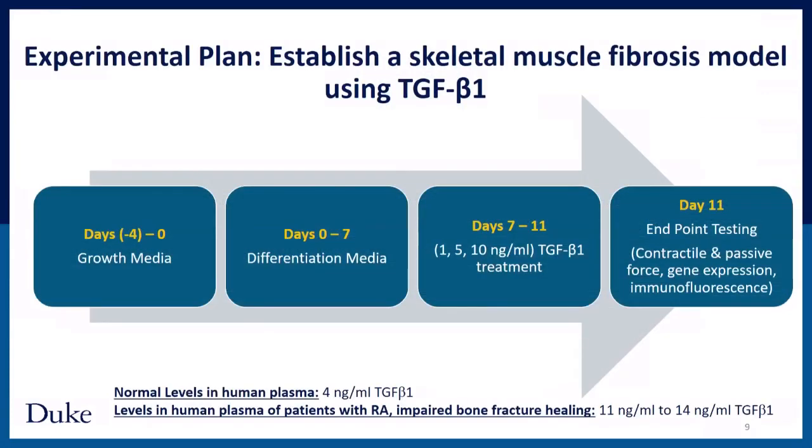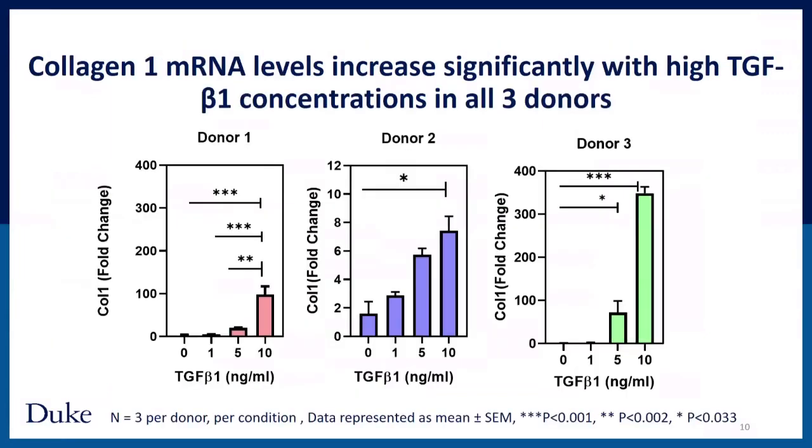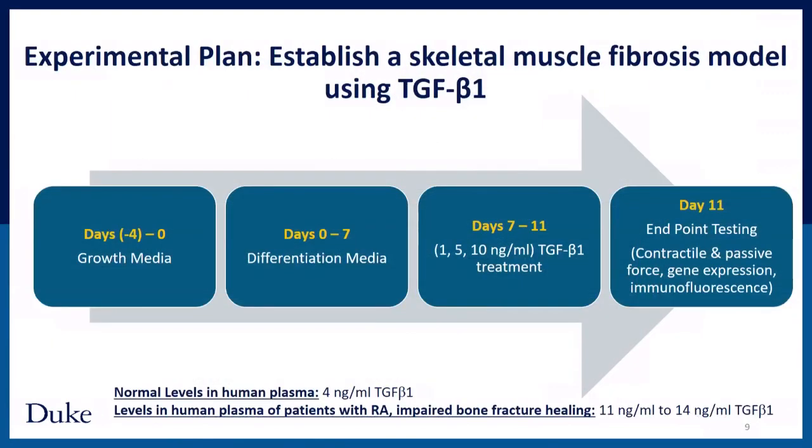For the first goal, we follow this time frame to make the bundles, which is 4 days, with the growth media 7 days to mature, and we treat the bundles for 4 days with different doses of TGF-beta1. And then we perform the endpoint testing at day 11. This will include contractile and passive force testing, gene expression, and immunofluorescence for proteins.